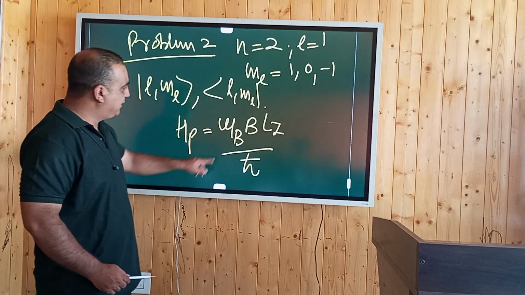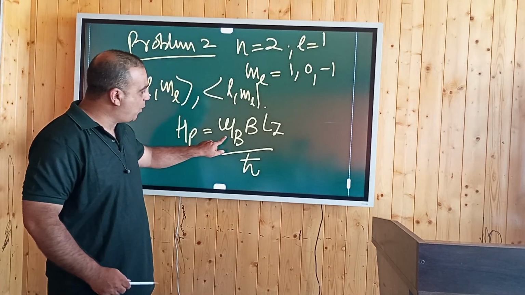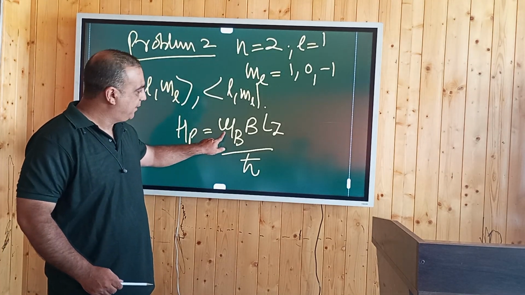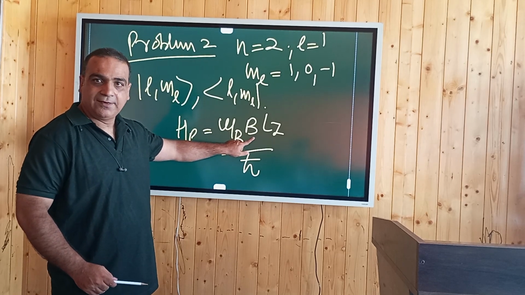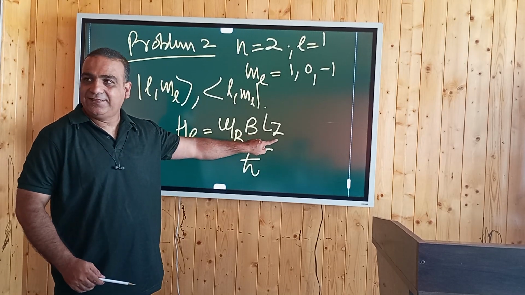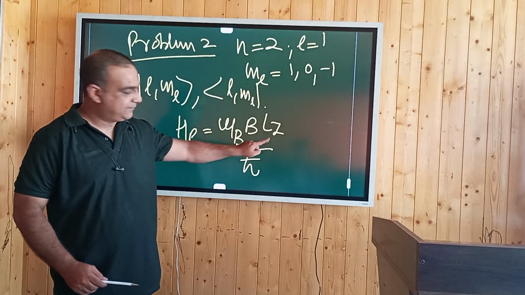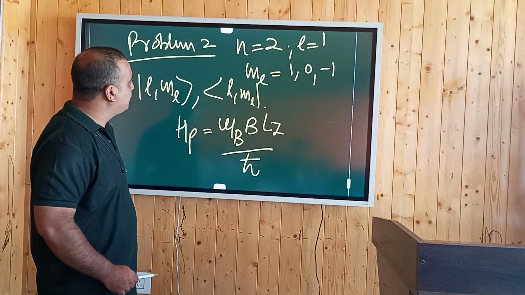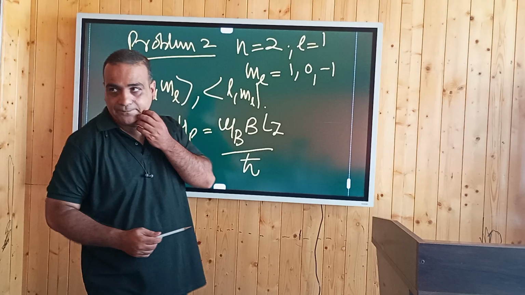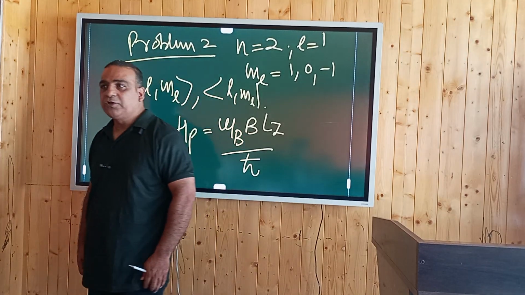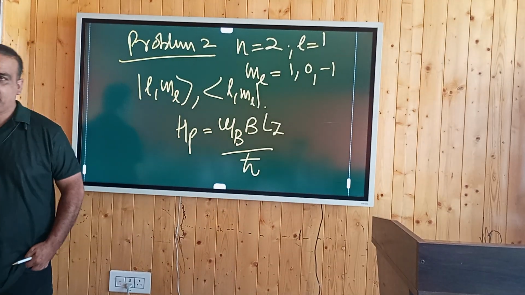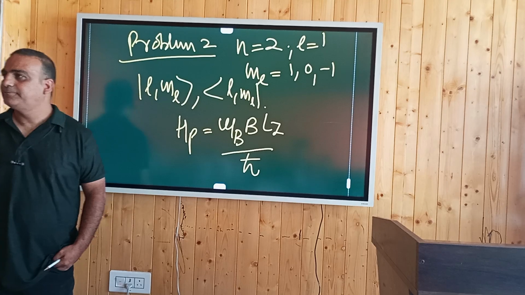Yes? This one, it's mu B. It's a Bohr magneton. Okay? B is the magnetic field. LZ is the Z component of angular momentum, right? And H cross is your reduced Planck's constant. Now, I want to solve this problem. Yes. Can you solve it? Yes.